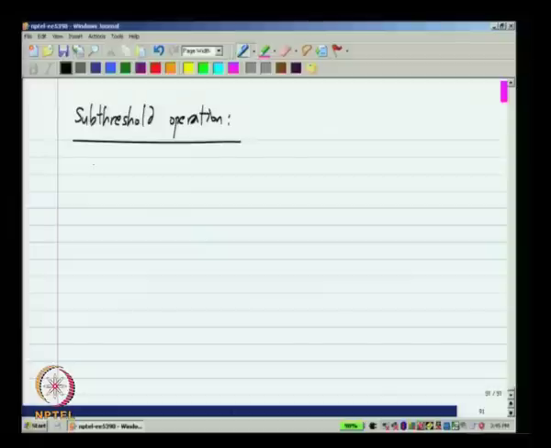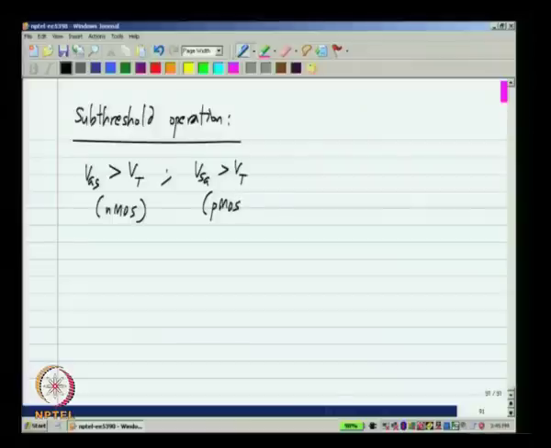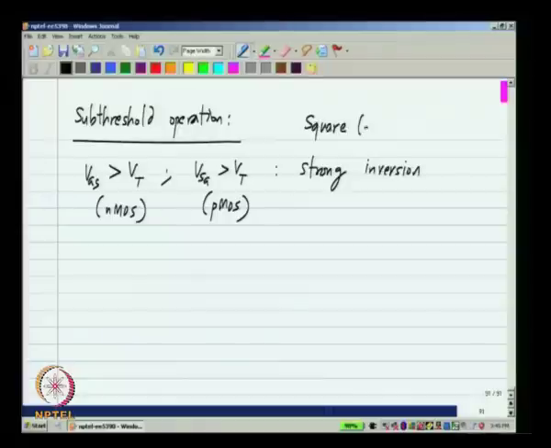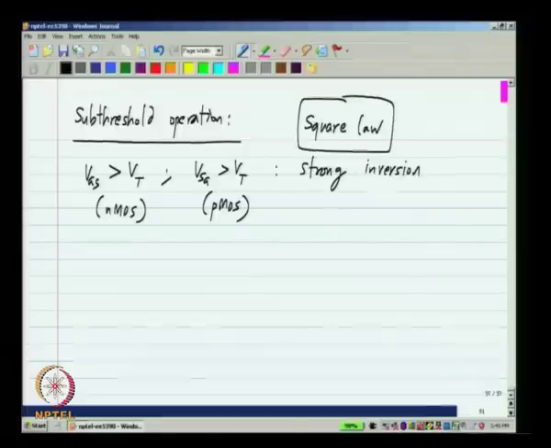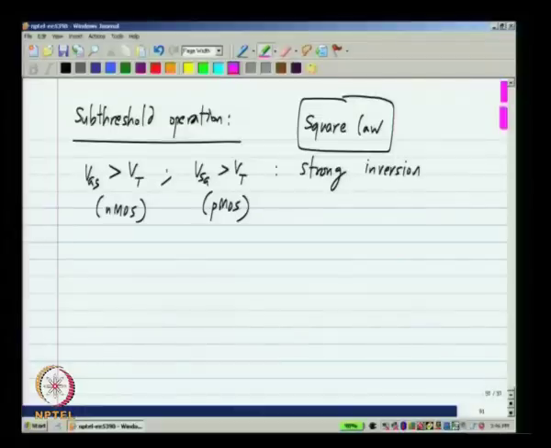The region of VGS being greater than Vt in an NMOS or VSG being greater than Vt in a PMOS is known as strong inversion. And the square law that we have for the MOSFET that we are all familiar with is true when the MOSFET is strongly inverted, but it turns out that when VGS is less than Vt in an NMOS transistor, the current will not fall to 0. It is still non-zero.